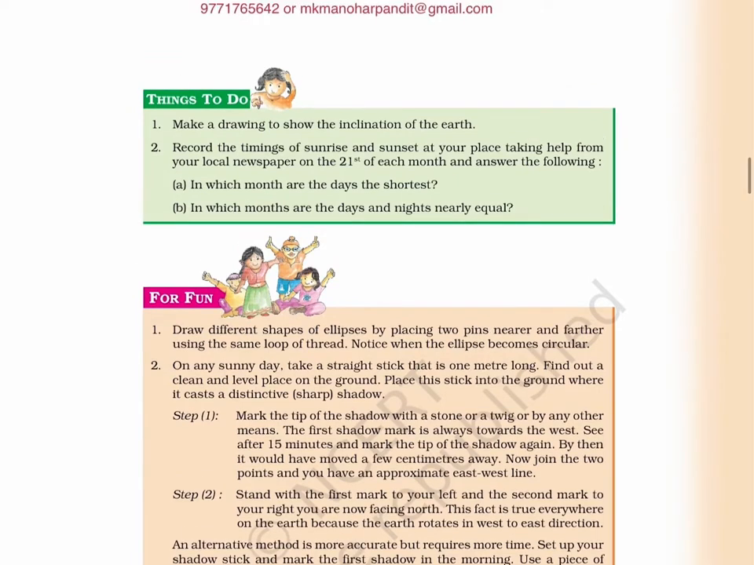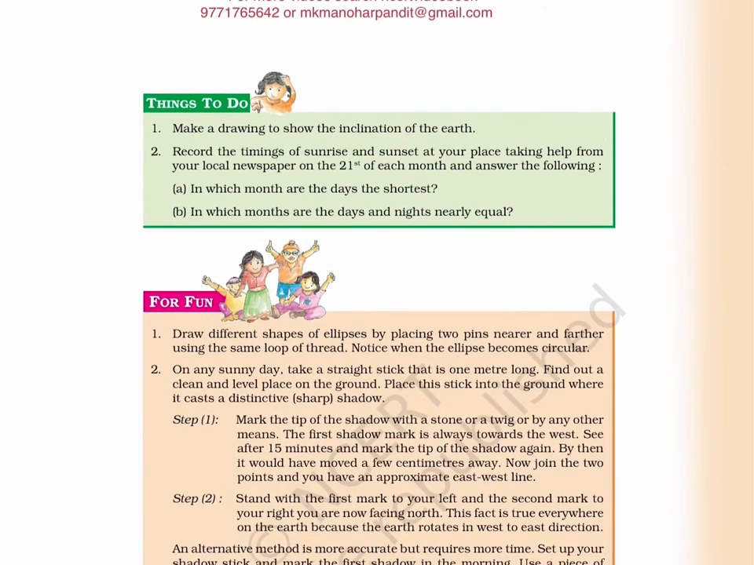Page number 22. Things to do. 1. Make a drawing to show the inclination of the Earth. 2. Record the timings of the sunrise and sunset at your place, taking help from your local newspaper, on the 21st of each month, and answer the following. A. In which month are the days the shortest? B. In which months are the days and nights nearly equal?